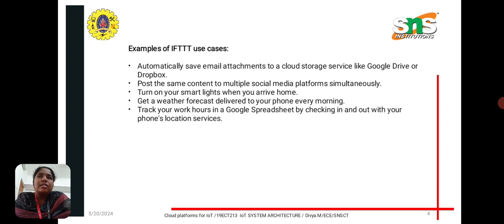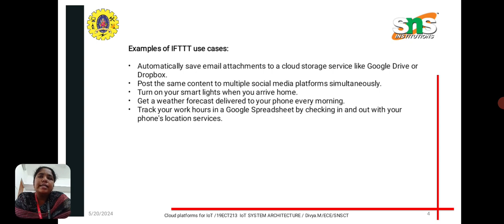The first main key aspect is the applet. These are the basic building blocks of IFTTT. An applet consists of a trigger and an action. Trigger, this part of the applet is an event that starts the applet. Action, that part of the applet is the result that happens when the trigger event occurs.